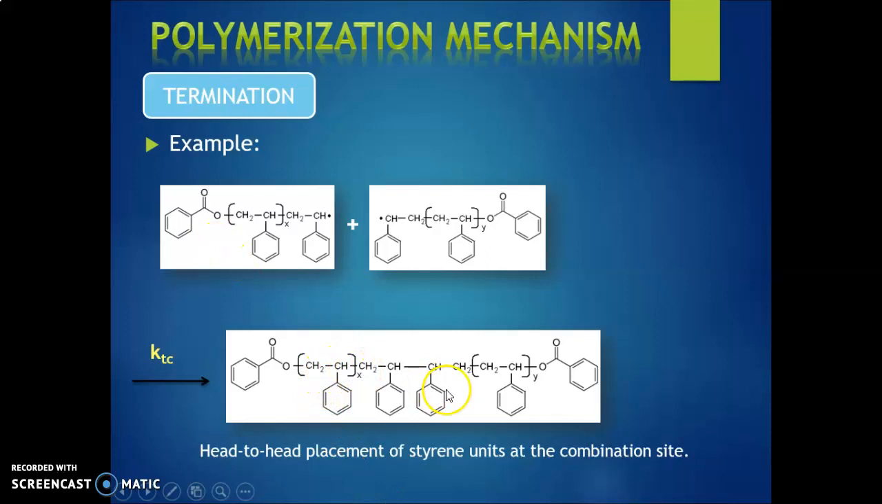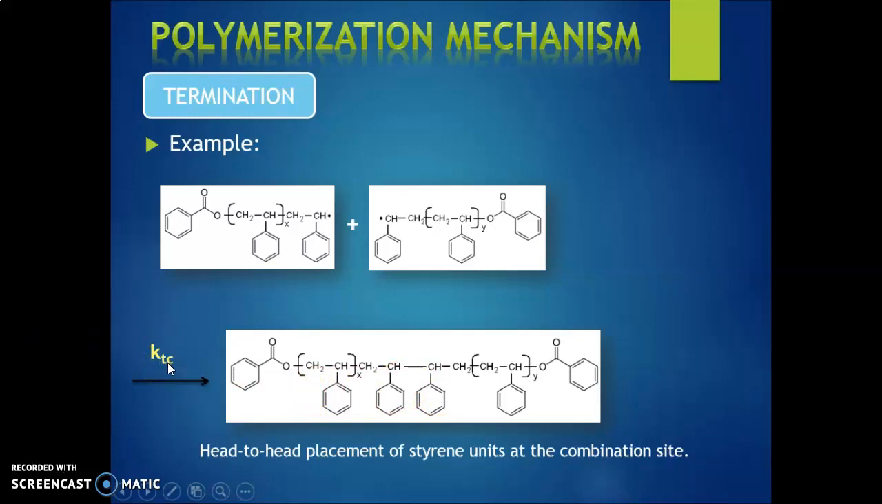CH2, CH2, CH2, CH. Yang ni sampai sini. And then, don't put the active site. Okay, you just continue from here until here by copying the structure. So it will become one single chain. So the reaction is complete by termination with combination.